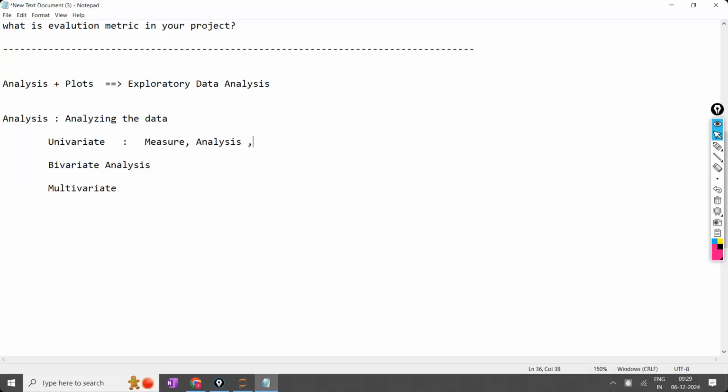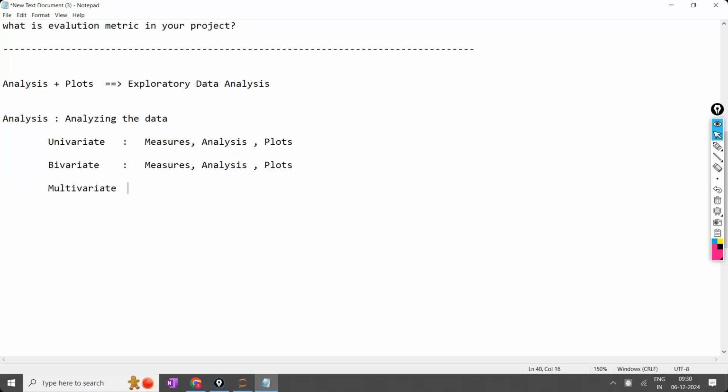For univariate, various plots are available. Three of them are different. For bivariate also, by combining the two variables, we are having different types of measures. Various measures are available on this. You are having the analysis over this, and by combining two variables, you are having some different types of plots.